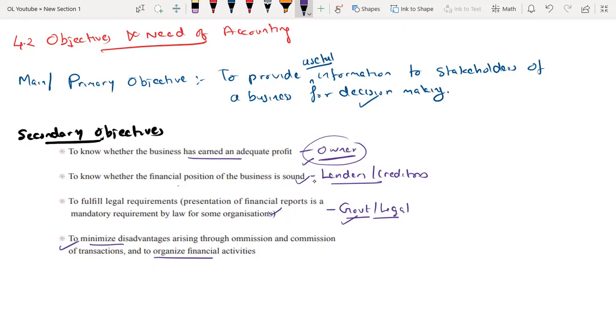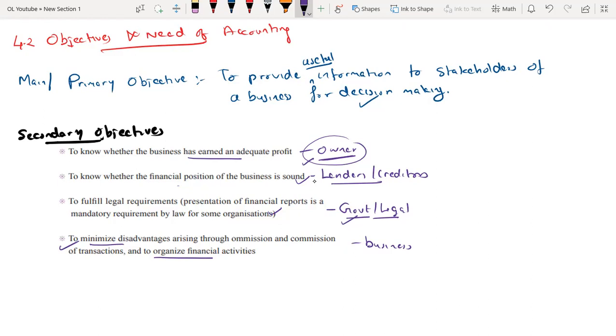Mainly for tax purposes, government looks into that. And finally, for the business itself, to minimize disadvantages arising through omission and commission of transactions and to organize the financial activities, business needs to do accounting. So if they're asking you the objectives or need of accounting, the main objective of accounting is to provide useful information to the stakeholders of a business for decision-making purposes.